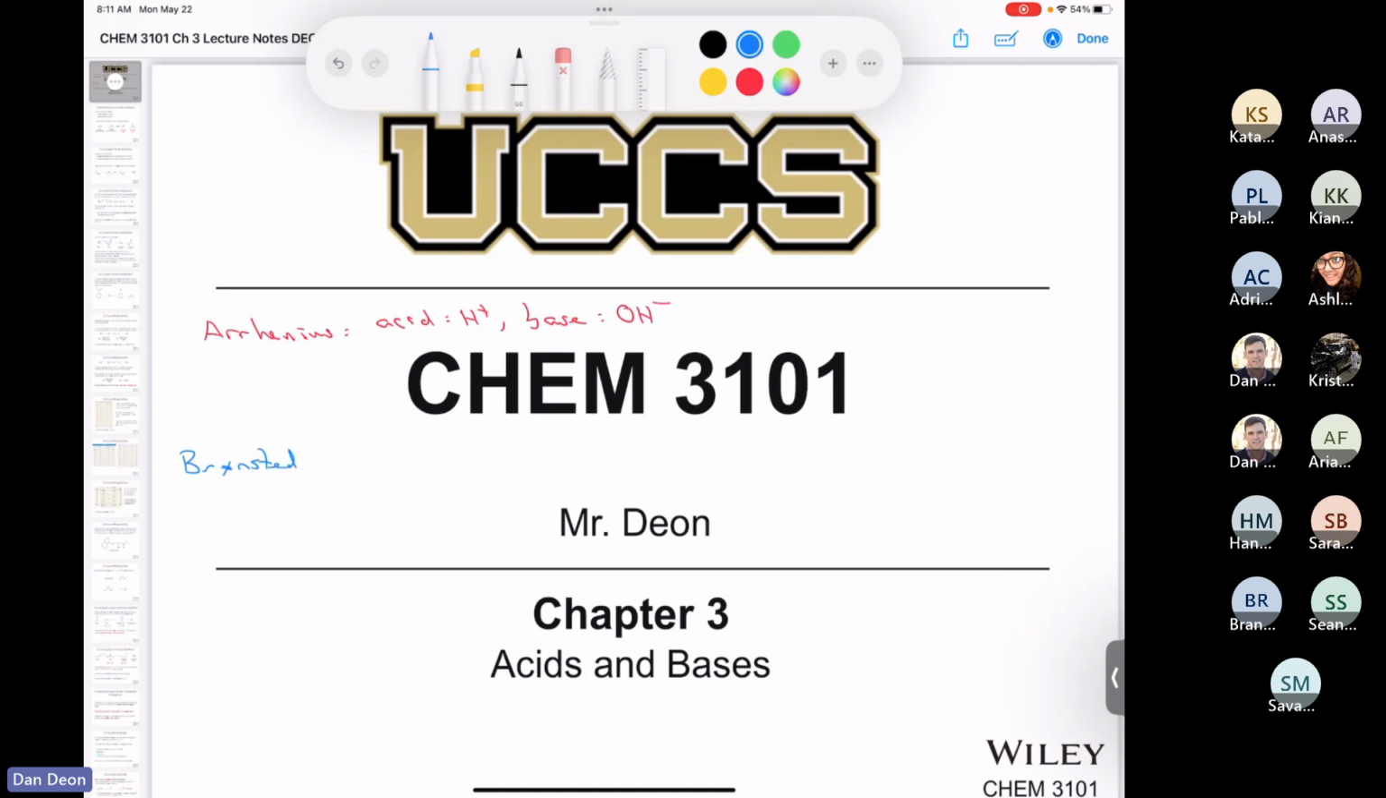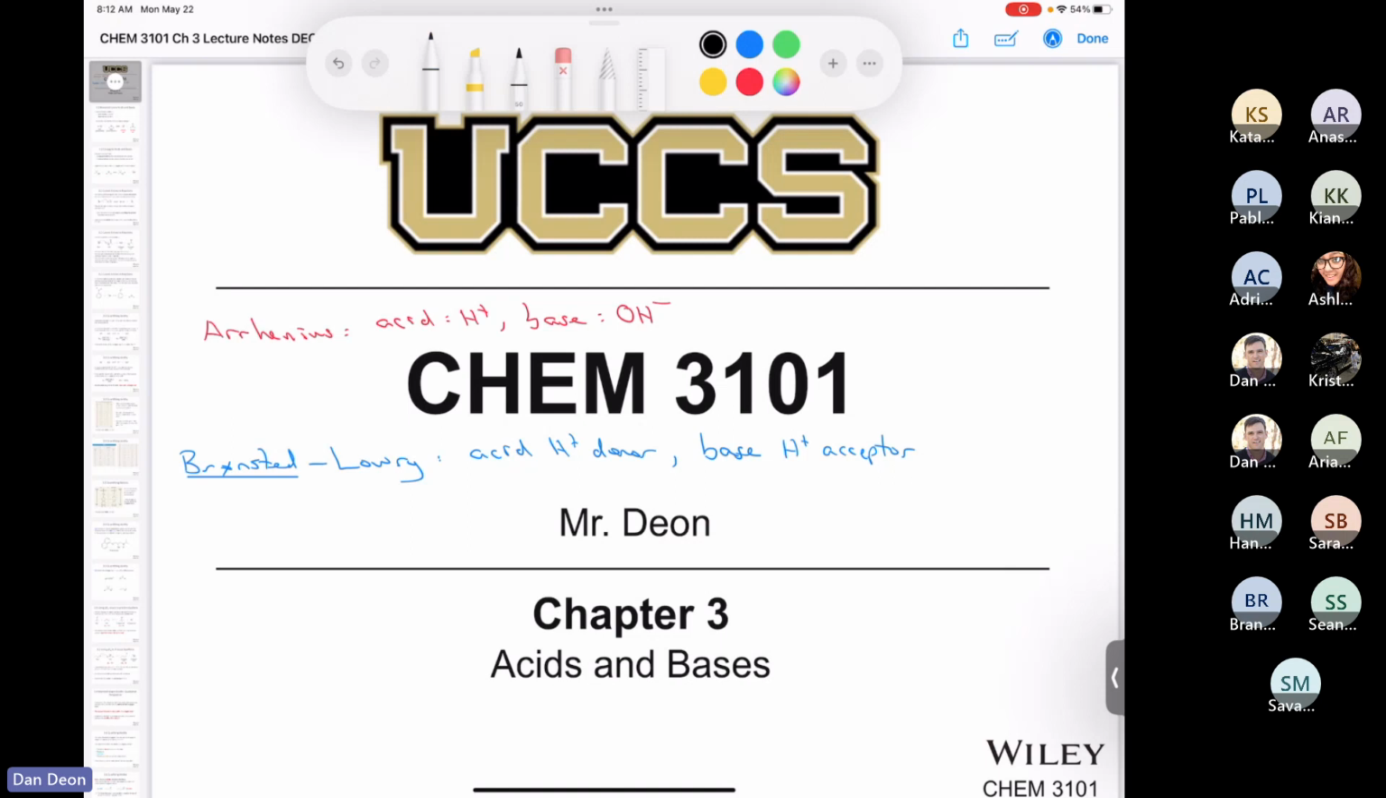So Bronsted-Lowry, which I usually will just refer to as Bronsted, I'll usually leave Lowry out of it. What they did is they broadened the definition of an acid and a base, and they said that an acid is a proton donor, and a base is a proton acceptor. There's a whole reason why they had to broaden the definition. I'm not going to go into it right now, but it's mentioned in the textbook, so you can take a look at that.